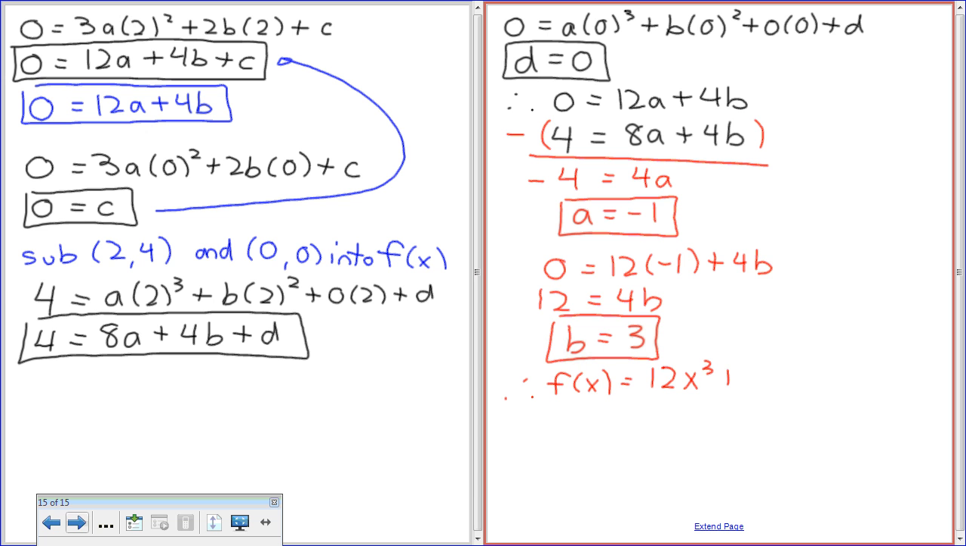12x cubed plus 3x squared. Okay. Now I know what you're thinking. You're saying, Mr. Sadler, that was too easy. You want to be a matrix on your test. Anything's possible. If you get an A, a B, and a C, it's possible that could happen.